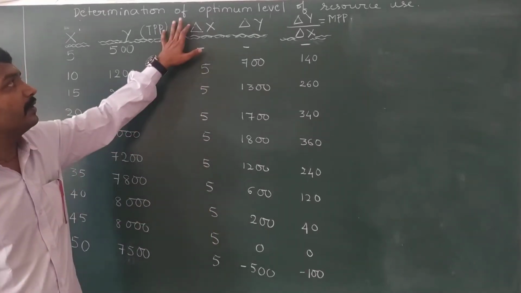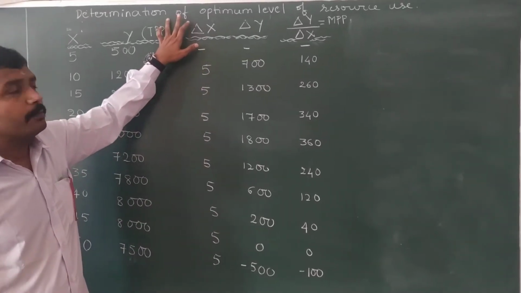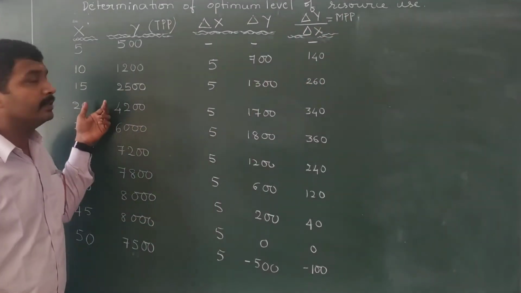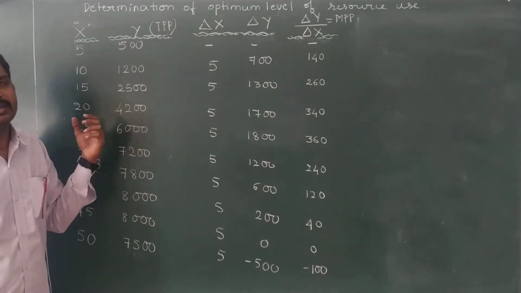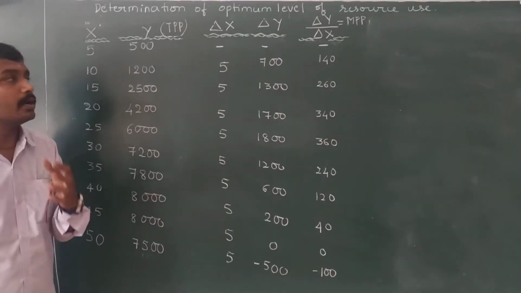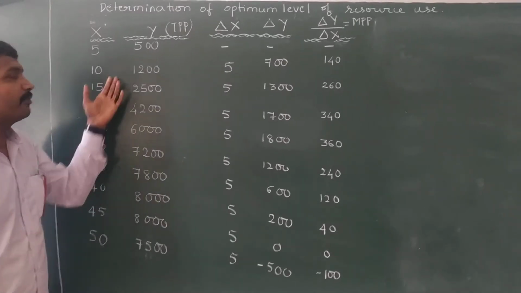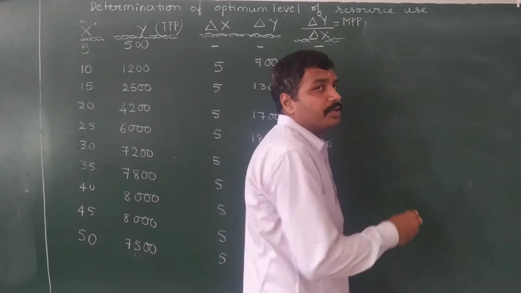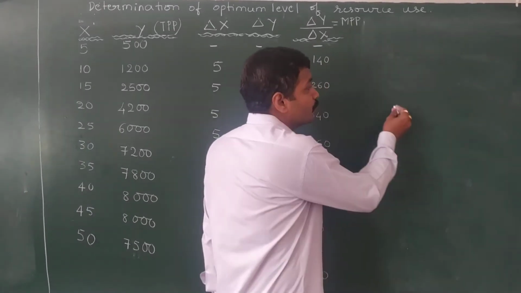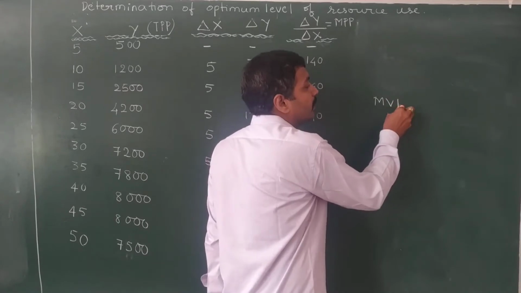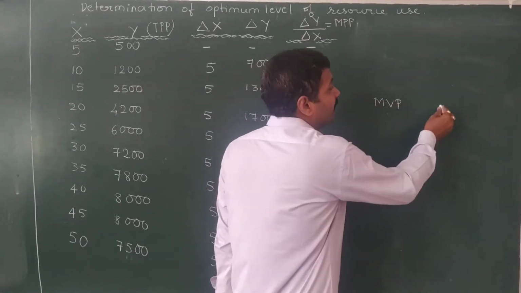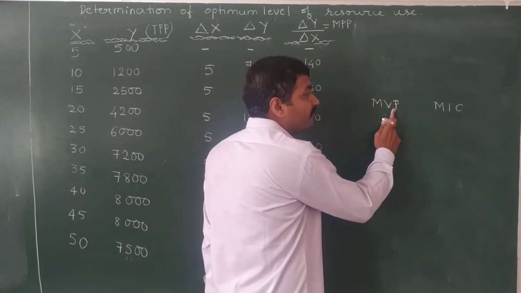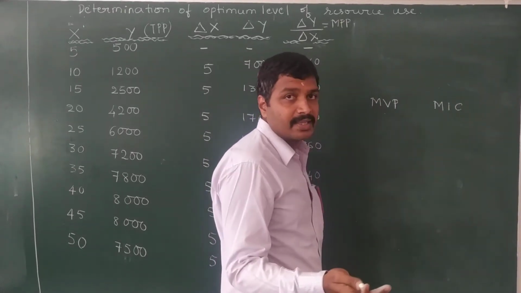Okay, now what we'll understand is how best you can determine the optimum level of resource use, considering an example. This you have understood theoretically. Now the same thing you need to understand with the help of an example. You know the condition for determination of optimum level of resource use, that is, we use the criterion MVP and MIC. Is it not? You have understood what MVP is and what MIC is in the last class.